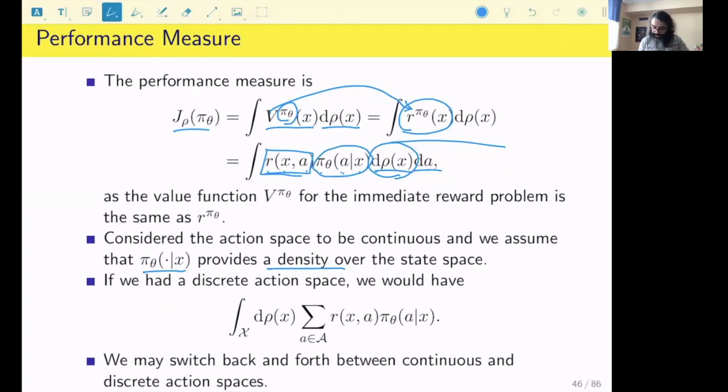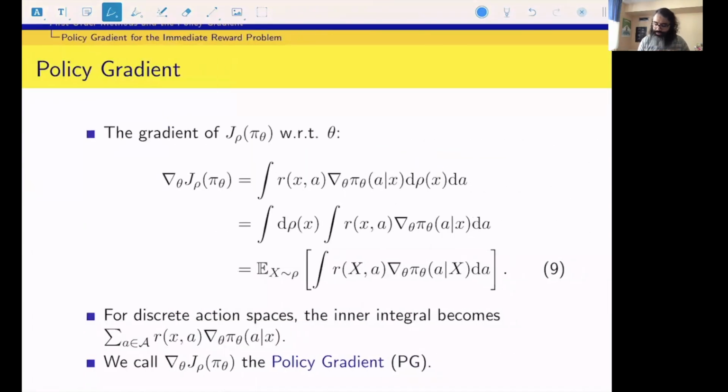Basically, we have a summation or integration over x of the summation over all actions of the reward of x and a times pi theta of a conditional on x. Here this is a probability of choosing an action and not a density, but it doesn't matter much. I may switch back and forth between these two formulations, because sometimes it is more intuitive to think about summation and sometimes about integration. I do it mostly in the lecture notes, but sometimes here too.